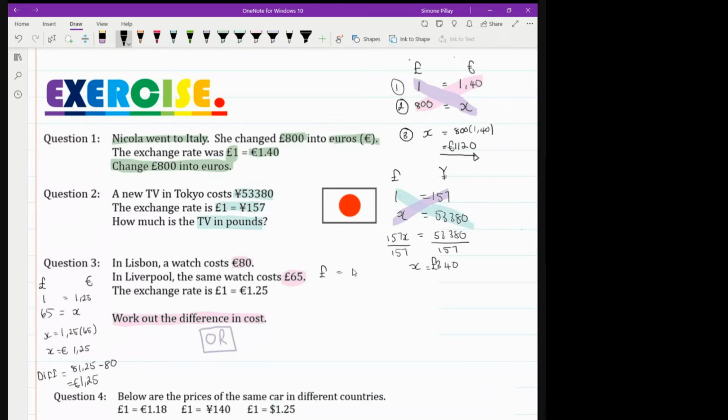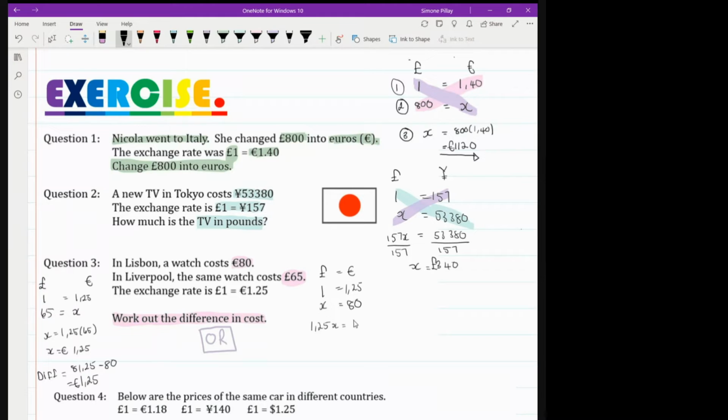Now, if we had converted it the other way, let's look at what that would have looked like. The other thing you could have done is this. We could have said 1 is equal to 1.25, but let's now convert my 80 euros. I have a watch that costs 80 euros. I want to know how much it is going to cost in pounds based on my exchange rate. Okay? And if we look, we're going to cross multiply.